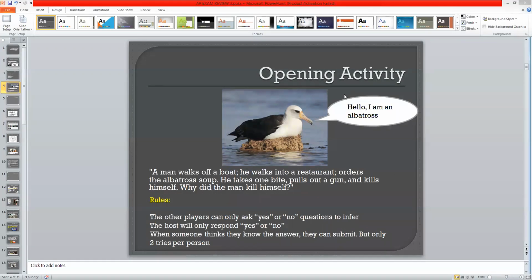Does that have something to do with the soup? Yes. Poison in the soup? So Anna said, was the soup bad? No. Wait, so what's the last question? Was there poison in the soup? There was no poison.